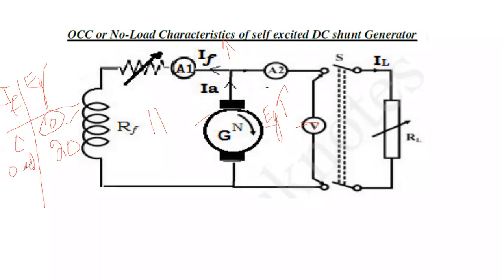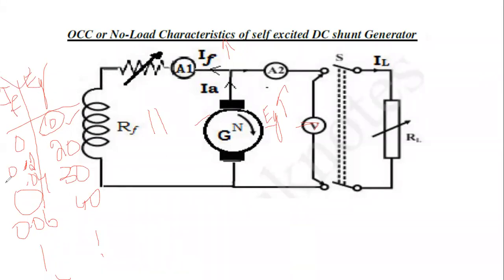This is 0.02. Next, 30, this is 0.04. Next, 40, 0.05 or 0.06. Like that and so on. By varying this rheostat, we observe these types of readings.